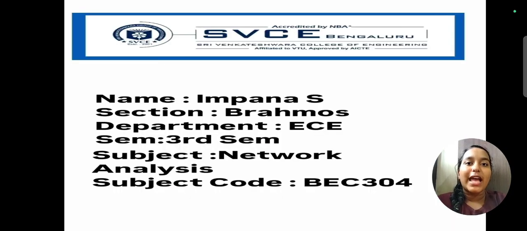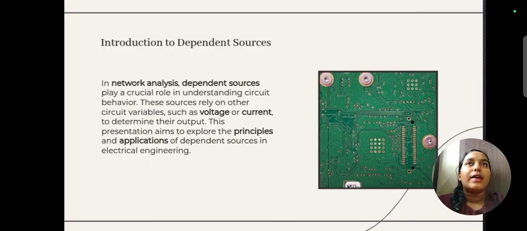As you all know, I am Impana S from Sri Venkateshwara College of Engineering, Bengaluru, from the Department of E&CE. The subject is Network Analysis and the subject code is BEC 304. I am going to explain about dependent sources.